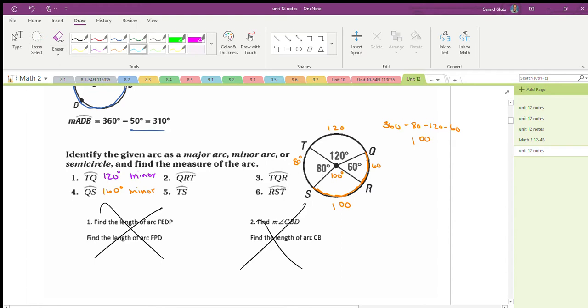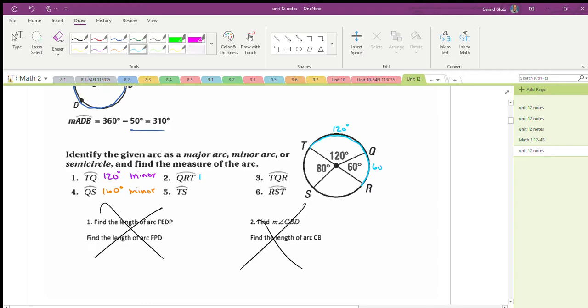Number 3, TQR. So when it has 3 letters, you have to go in that order. So you go from T, and then you go around the circle till you get to Q. And then R has to be the last letter. Let me erase the orange here. So T to Q to R would be that arc right there. So this arc from T to Q is 120 because of the central angle, tells us. From Q to R, it's 60. So 120 plus 60.